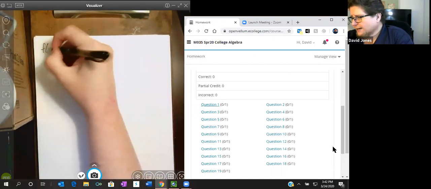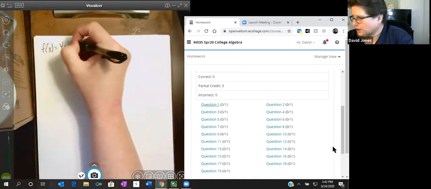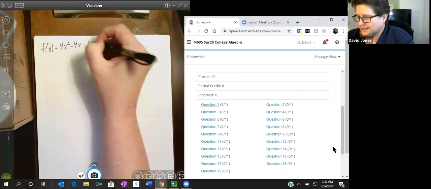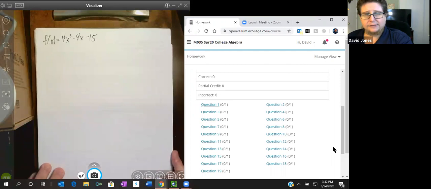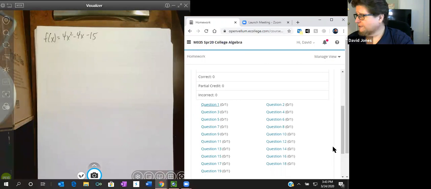And then we'll do one final topic. So f of x equals 4x squared minus 4x minus 15. That's the problem I want you to work with. Completing the square is going to be a little bit of a challenge here because a does not equal 1. You can do it, but I don't recommend it. So I recommend doing the vertex formula.